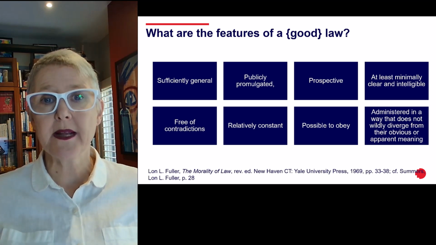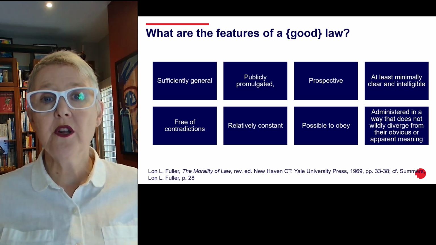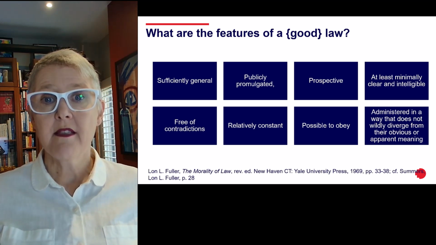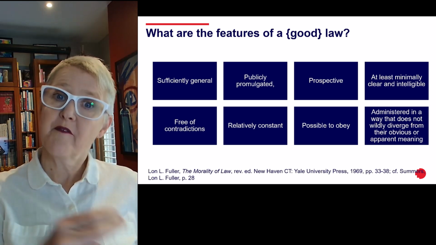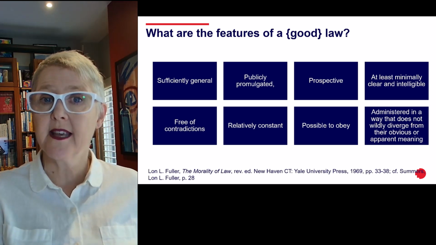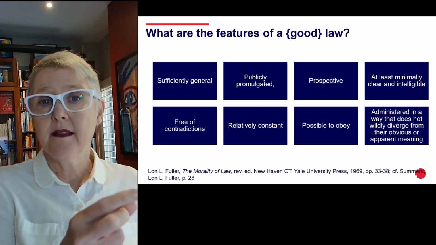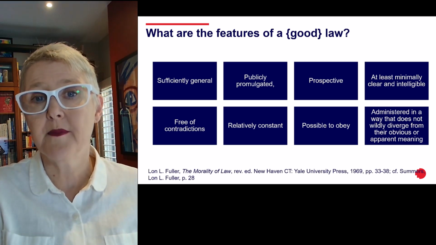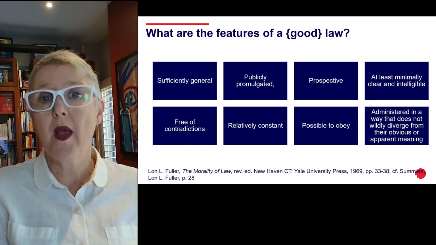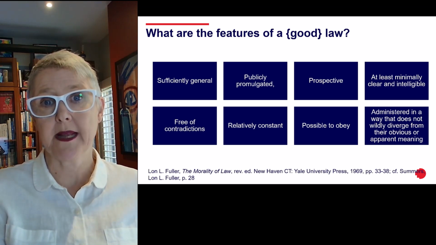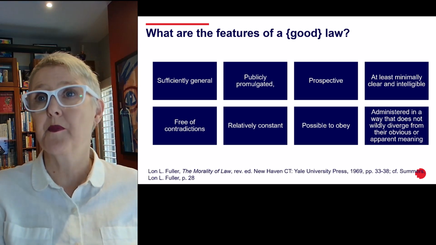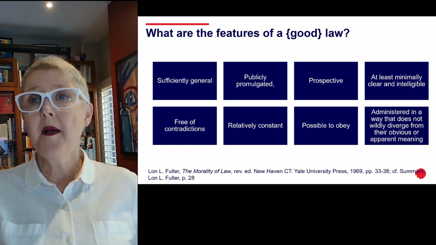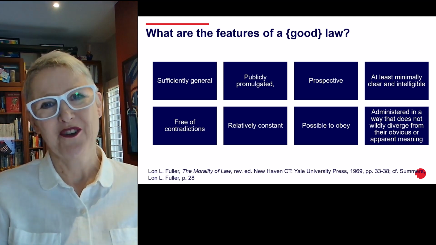It needs to be prospective. We shouldn't be creating genuine laws that dive back and say, you did this thing in the past, and even though there was no law at the time that meant you shouldn't have done it, we're going to make this law retrospective. We're going to make it retroactive, and it's going to apply anyway. I love this. It's so legal.